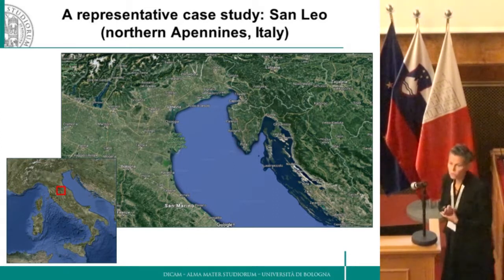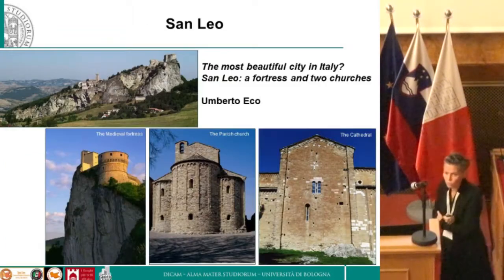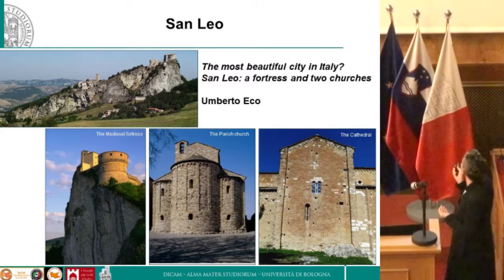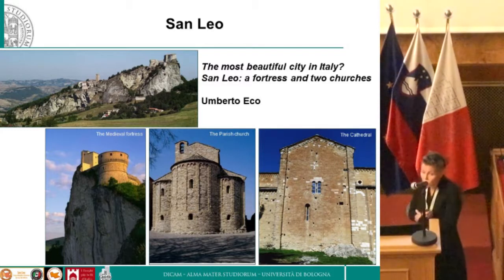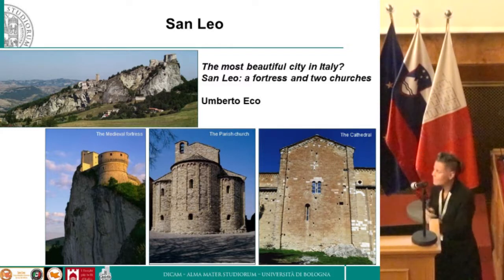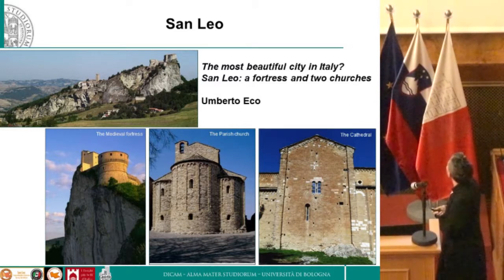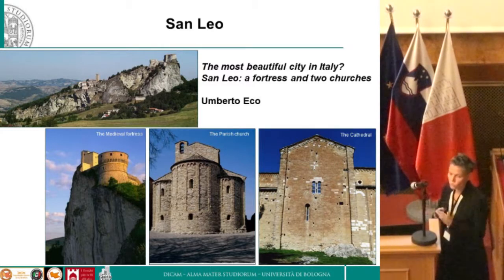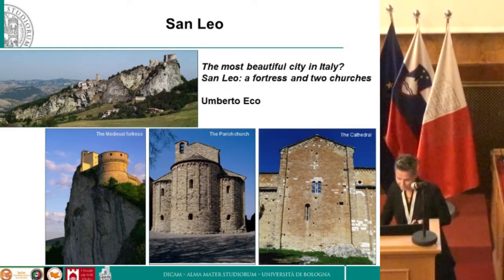And why did we select San Leo for trying to analyze preparatory factors? Because San Leo is considered to be the most beautiful city in Italy. So not in the world, but in Italy. And this is a sentence by a Nobel Prize winner, who said that, okay, a fortress and 2 churches, it's enough. This is the most beautiful city in the world.